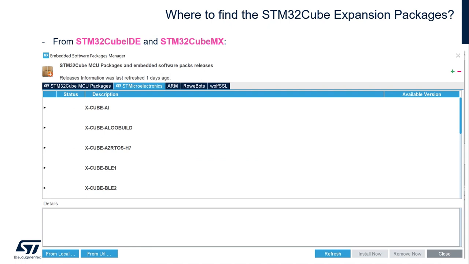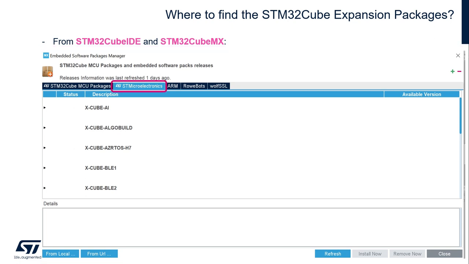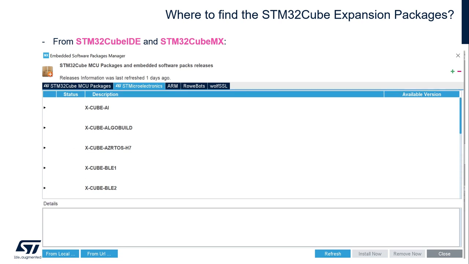A second solution to find the STM32Cube expansion packages is using STM32CubeIDE or STM32CubeMX. You will find the STM32Cube expansion packages in the Embedded Software Packages Manager. So this is where you will find the STM32Cube packages and also the expansion packages. So here, if you click, for example, on STMicroelectronics, as shown here, you will find all the different X-CUBE available. You can then access the packages of our partners by clicking here on the names of our third parties.